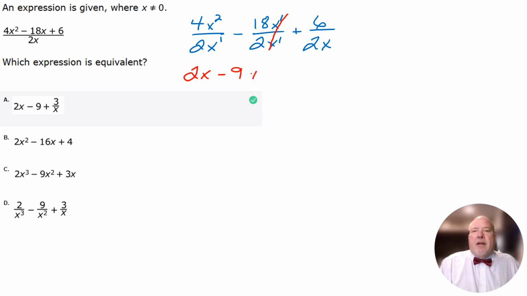And then I have the plus, and then 6 divided by 2. That would be 3. And that x has to stay down in the denominator. So it's still down there. There's no x in the numerator, so I can't do anything with the exponents there as far as subtracting them like the other ones. So I just leave it like this. So my answer is A, 2x minus 9 plus 3 over x.